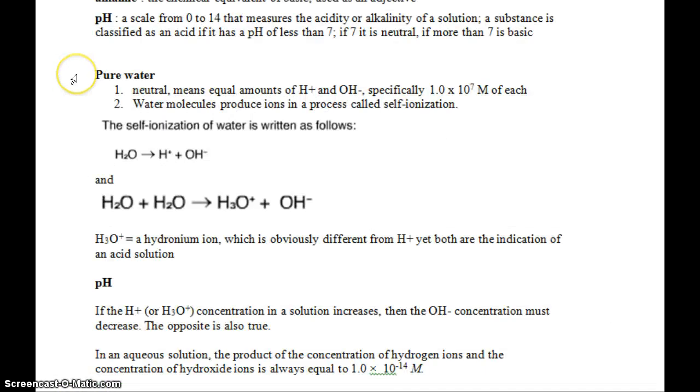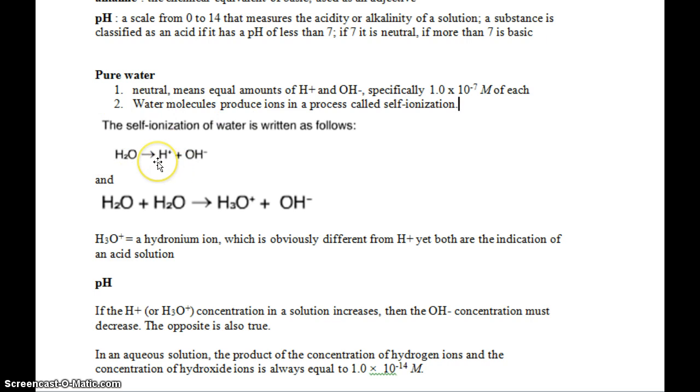Okay, so what I added to our notes from those last couple slides. First of all, let's talk about pure water. It's neutral. What that really means is it has equal amounts of H plus and OH minus ions. So equal amounts of hydrogen ions and hydroxide ions. Specifically, 1.0 times 10 to the negative 7th molar of each. Okay, and remember when you write molar, it has to be what? Italicized. Water molecules produce ions in a process called self-ionization. The self-ionization of water is written as below.